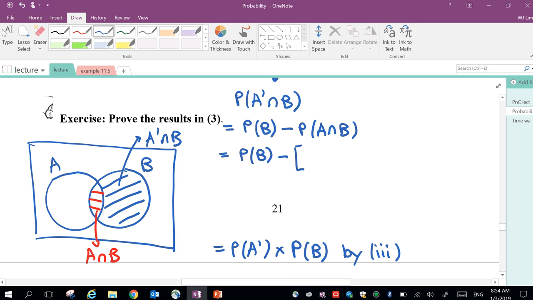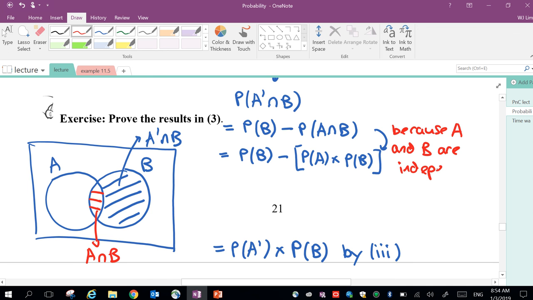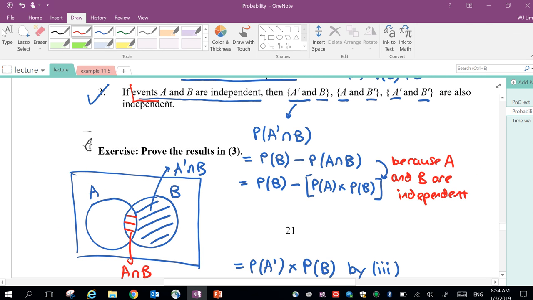What is P(A intersect B)? It's actually P(A) times P(B). Why is P(A intersect B) equal to P(A) times P(B)? Because A and B are independent. Here, the one that I boxed up in red, events A and B are independent. I wanted to prove A prime and B are independent. Clear?